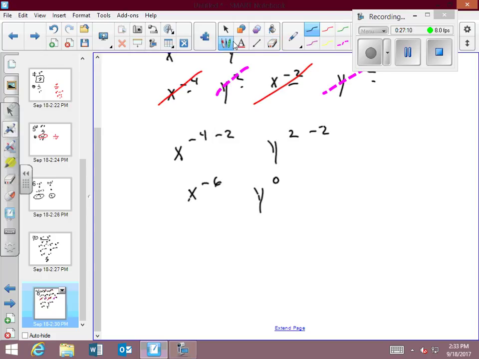This x to the -6, what are we going to do with it? To get a positive exponent, we're going to take it to the denominator with a positive sign, right? And the y to the 0th is any number to the 0th power. Row 3, column 1 says what? It's 1. So there's my answer. Okay? Does it make sense?